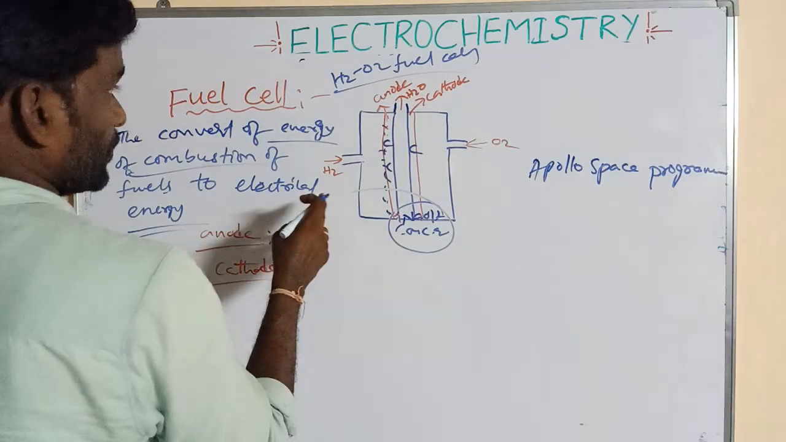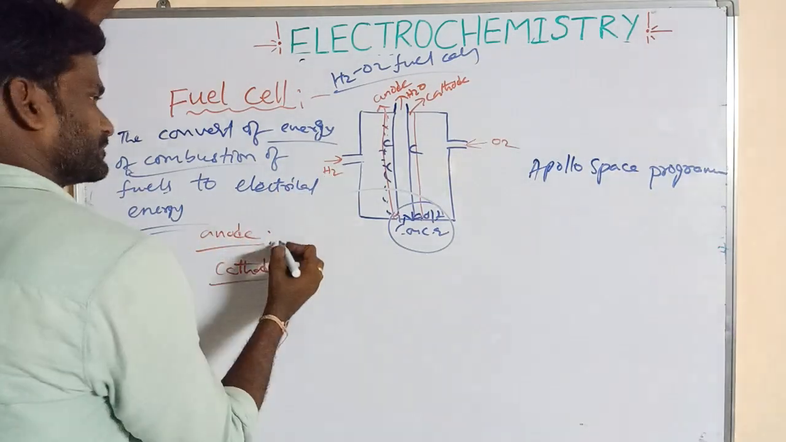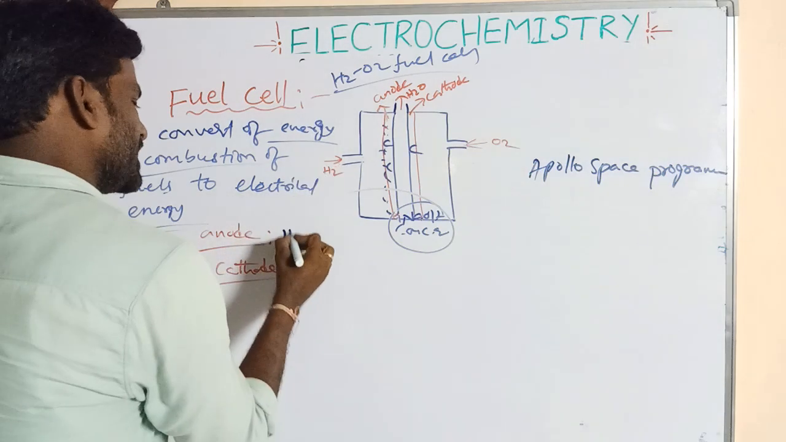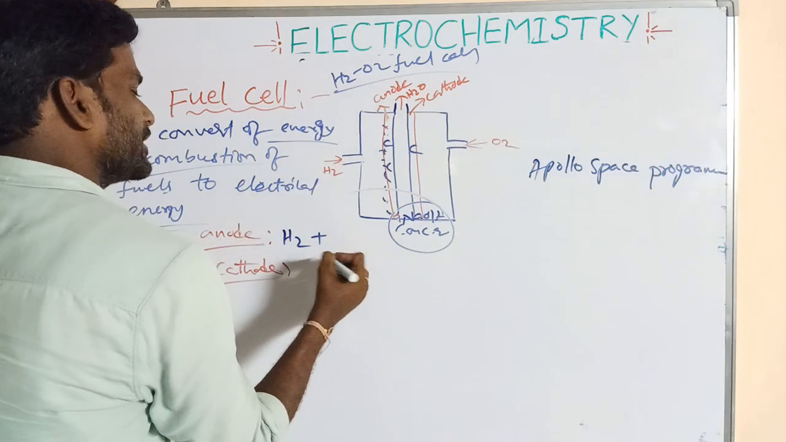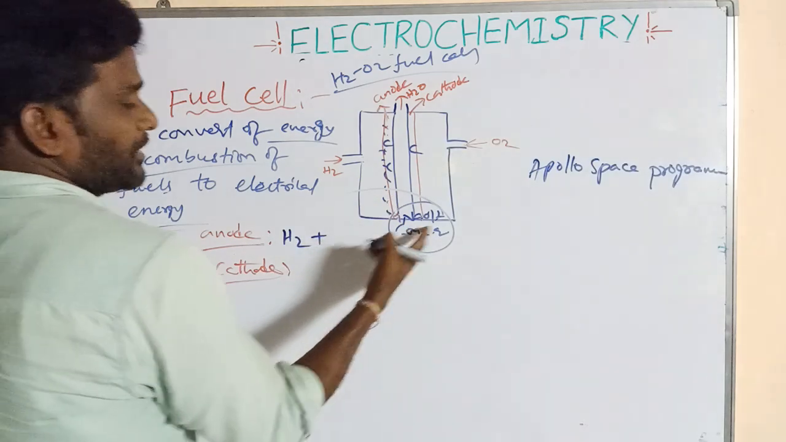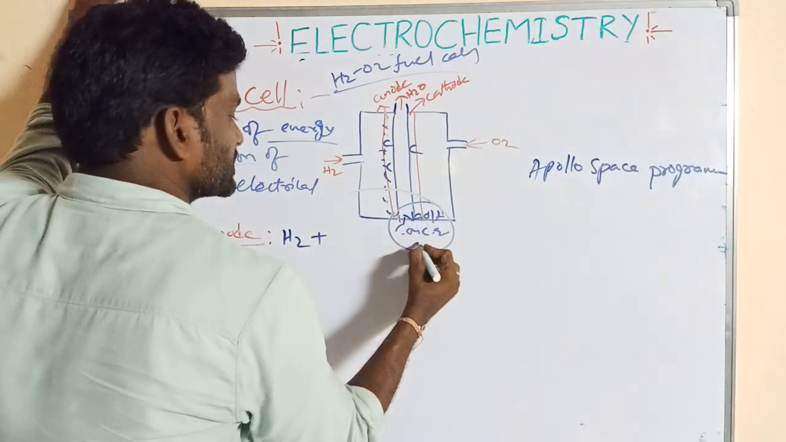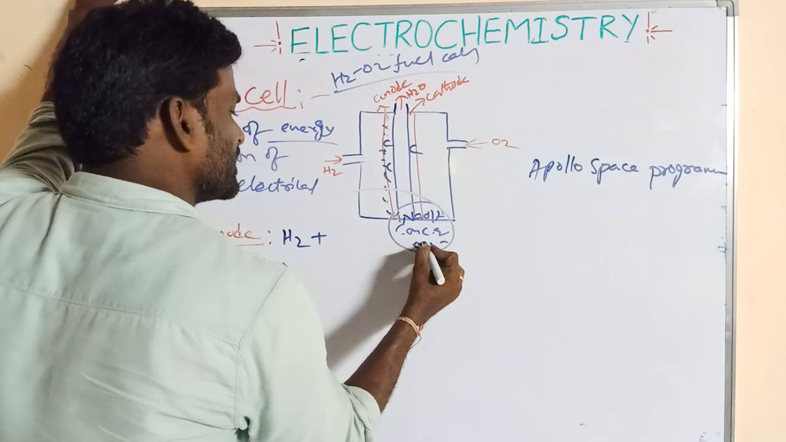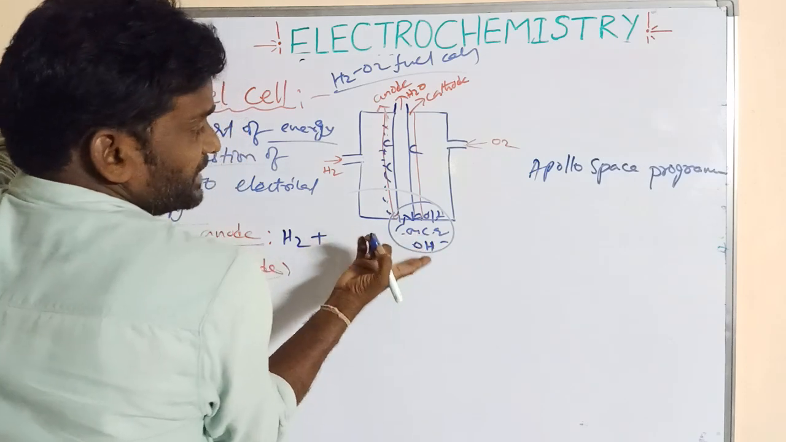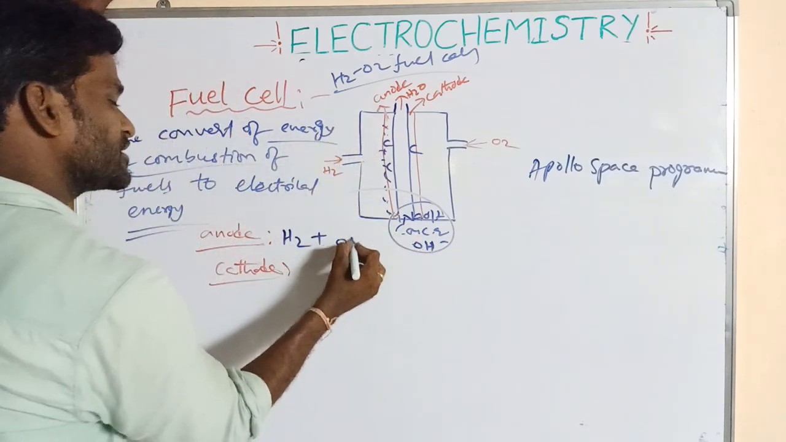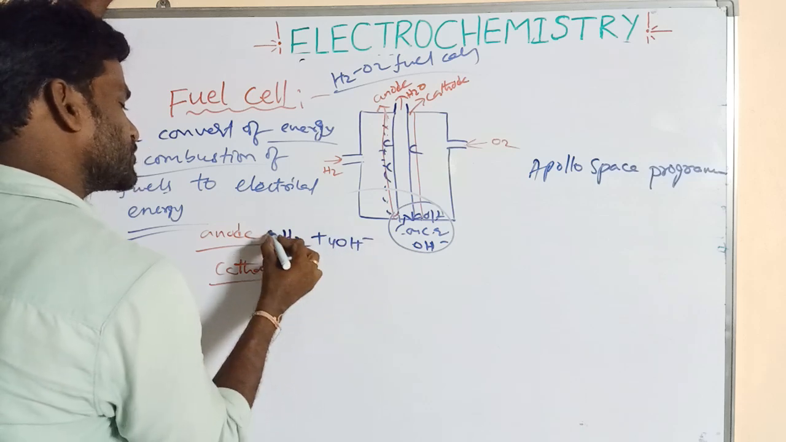What is the anode? This acts as the anode, where H2 is. What is in the electrolyte NaOH? It is ionized to Na plus and OH minus. These OH minus ions are attracted to the anode. We can write 4OH minus and 2H2.